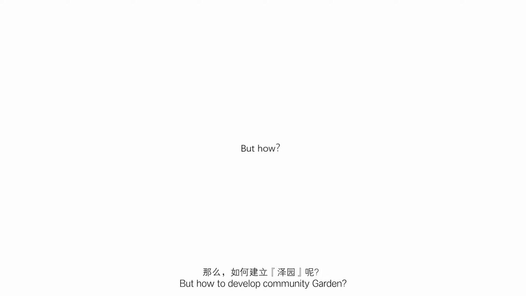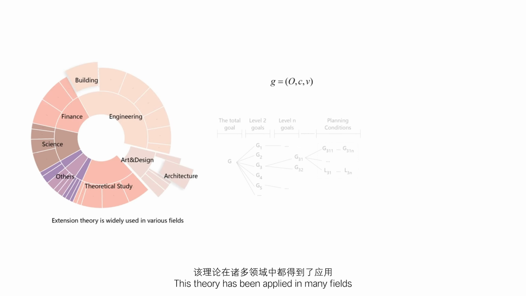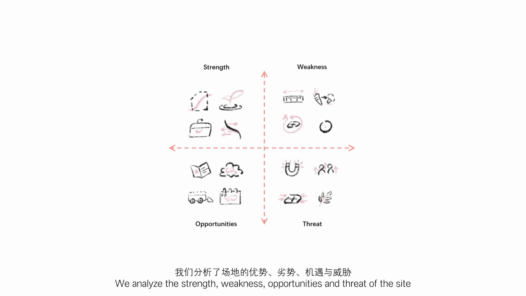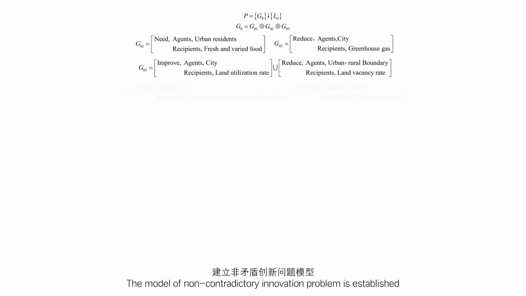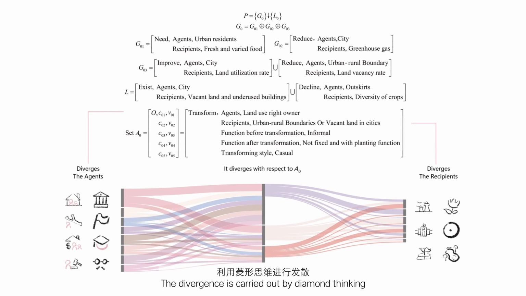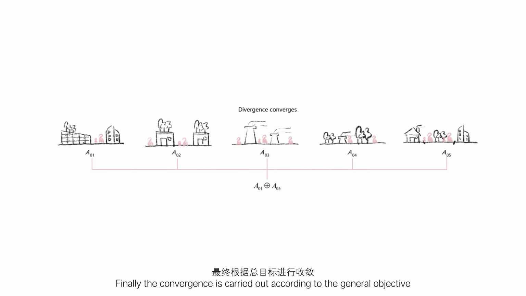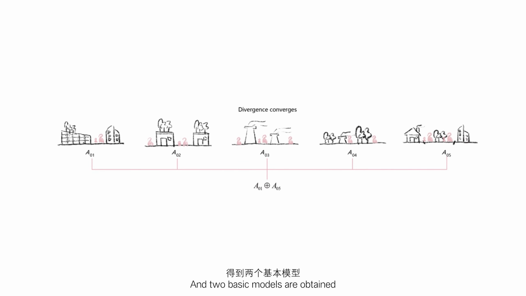But how to develop community garden? We found extension theory. This theory has been applied in many fields. By dismantling the target step by step, establishing mathematical models, using extension transformation, carrying out excellence evaluation, and finally achieving the target. First, we analyze the strengths, weaknesses, opportunities, and threats of the site. The model of non-contradictory innovation problem is established, and the divergence is carried out by diamond thinking. And finally, the convergence is carried out according to the general objective, and 2 basic models are obtained.